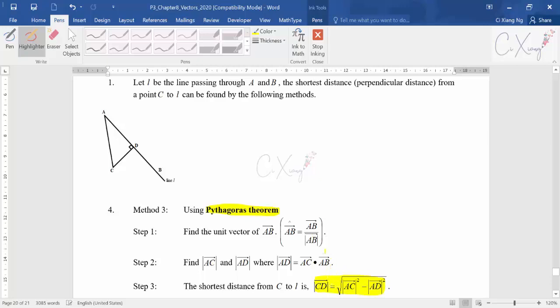So how do we get the formula here? CD is equal to the square root of AC square minus AD square. Generally this formula is the Pythagoras theorem, which means you want to find out the length of CD. It is a right angle triangle, therefore you take AC square minus AD square and then you take the square root. Then you can find the CD.